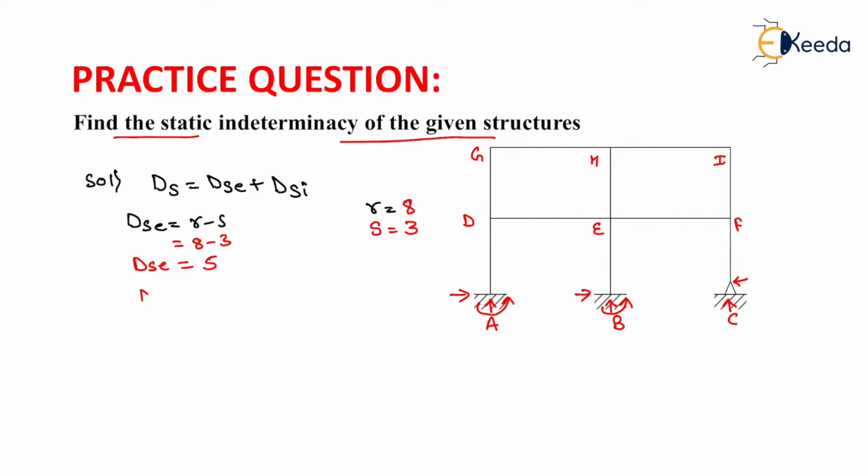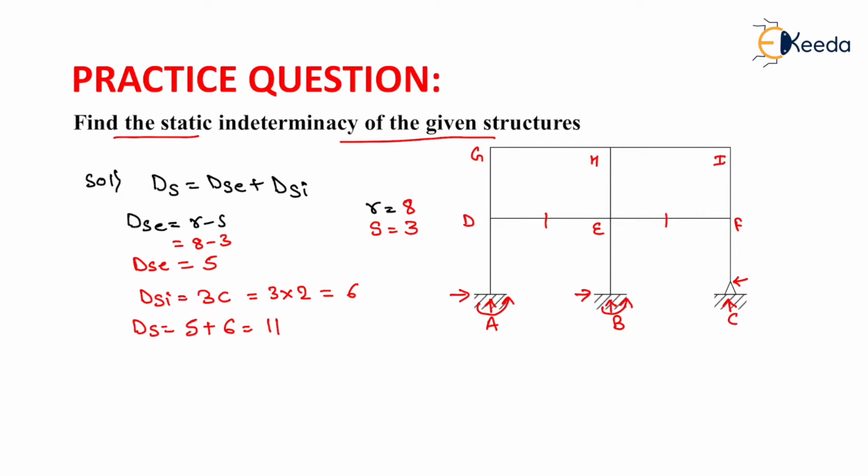Now if we want to calculate the internal static indeterminacy, then the formula is 3C, where C is the number of cuts required to open the loop. Here two loops are forming. Now one cut is required here to open the loop and one cut is required here to open the loop. So the total number of cuts will be equal to 2. So we put the value of C as 2 and it will be equal to 6. Now if we want to calculate total static indeterminacy, then we need to add the external static indeterminacy and internal static indeterminacy, and the value will be equal to 11.